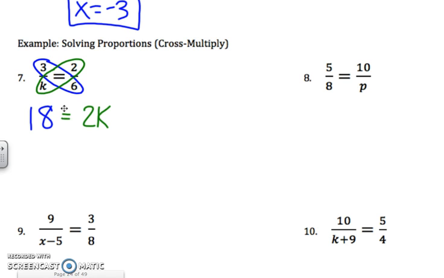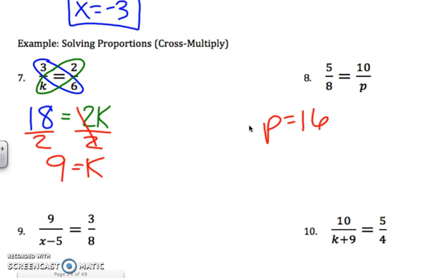And then I've got a 1-step problem that I know how to solve. I'm going to divide by a 2. So k would equal 9. And that is how you solve a proportion. So why don't you try number 8, cross multiply those 2 and press pause. Alright, you should have got p equals 16. So if you did not get p equals 16 for number 8, let me know and I will come help you.